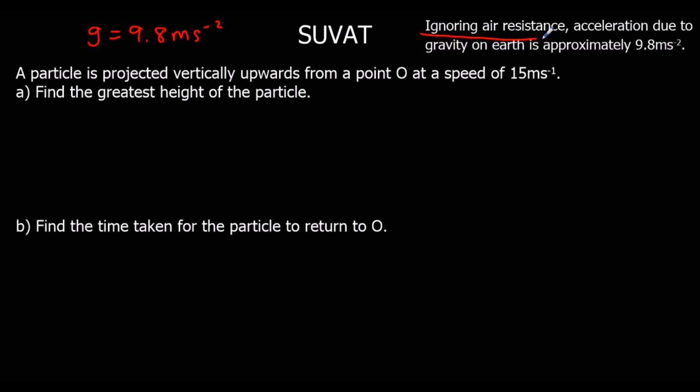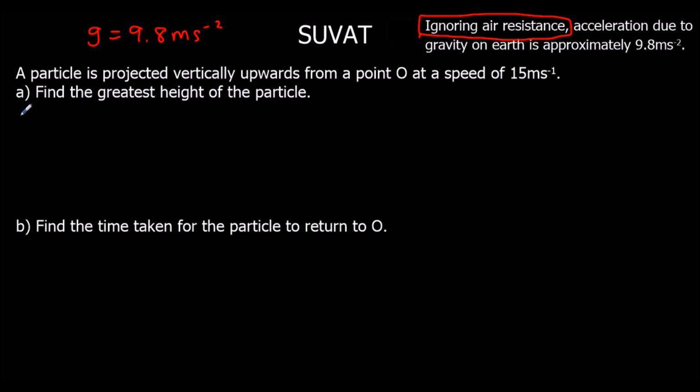So if we ignore air resistance, which is what we're going to do in all of these questions, we're going to say that any object is going to accelerate towards the center of the Earth at a rate of 9.8 meters per second squared because of gravity.